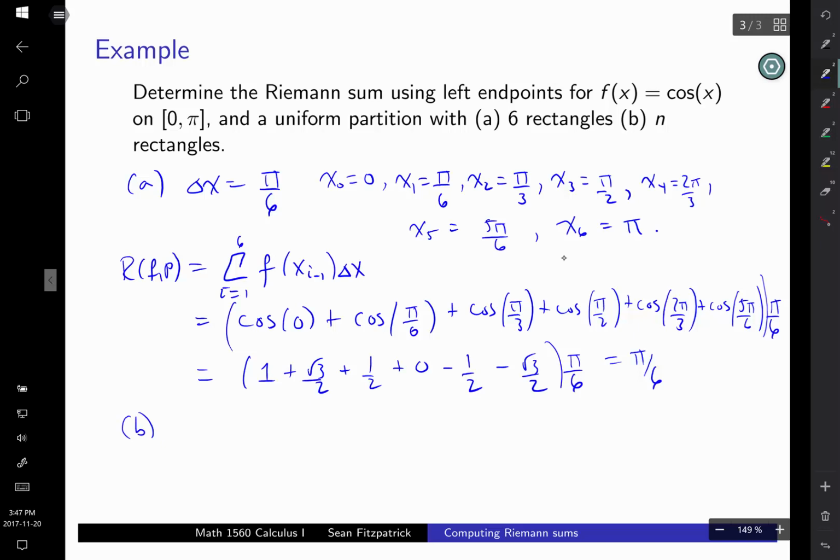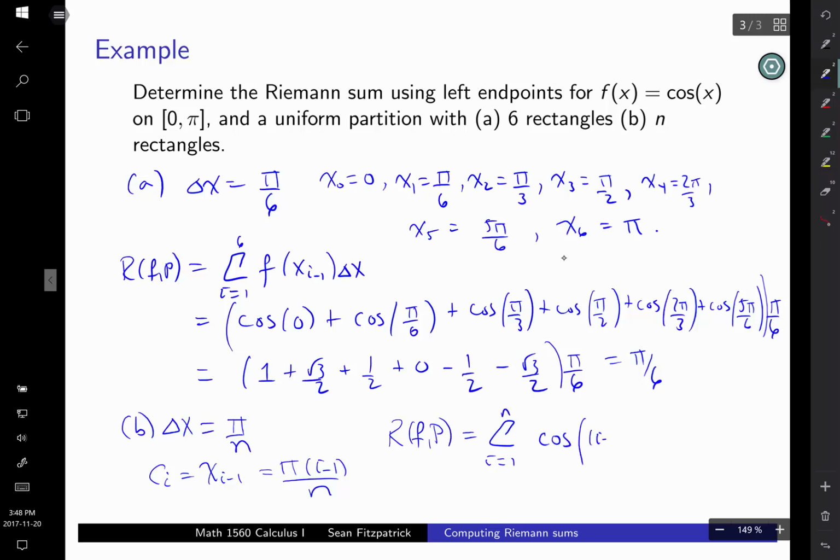We could do it for n rectangles, but this time we'll find that we're not going to be able to evaluate things quite so nicely. The best we can do here is say, well, the delta x is going to be pi over n. c_i is going to be x_{i-1}, which is pi times i minus 1 over n. And so our Riemann sum looks like the sum i going from 1 to n, cosine of this i minus 1 times pi over n, times pi over n. And there's not much else we can do with that, right?